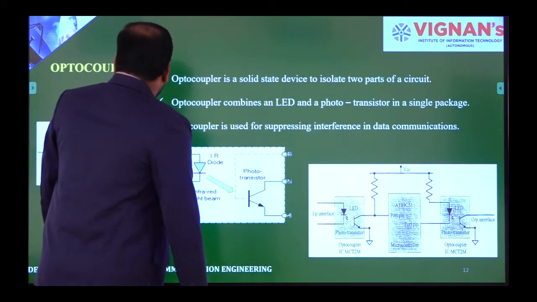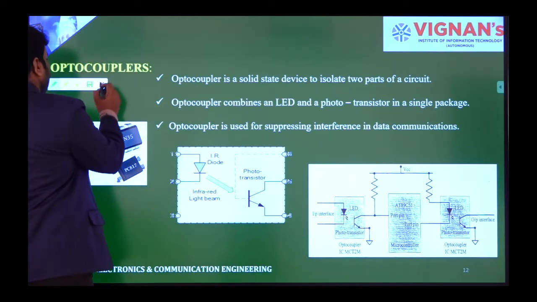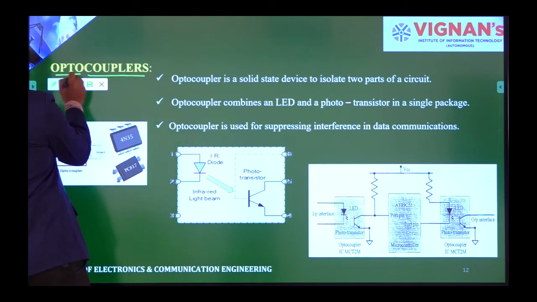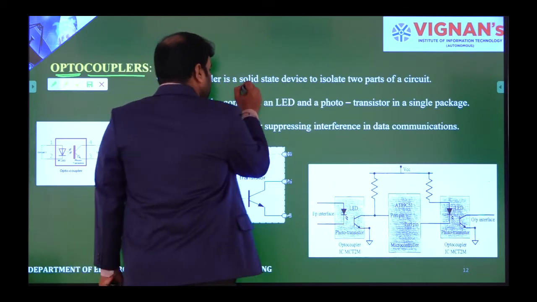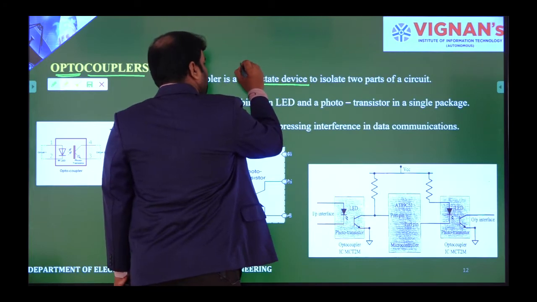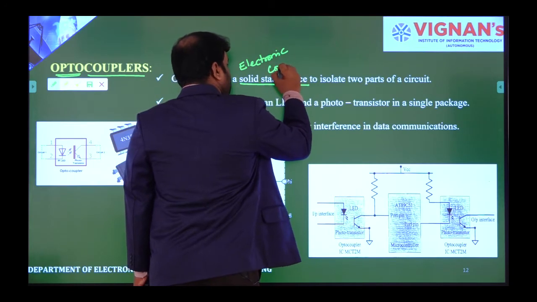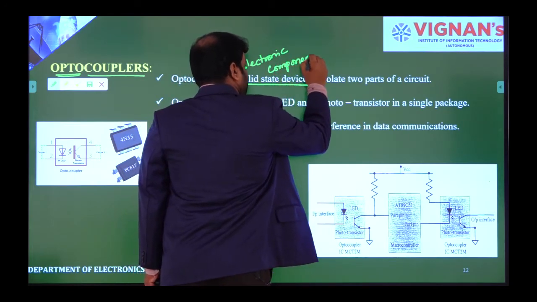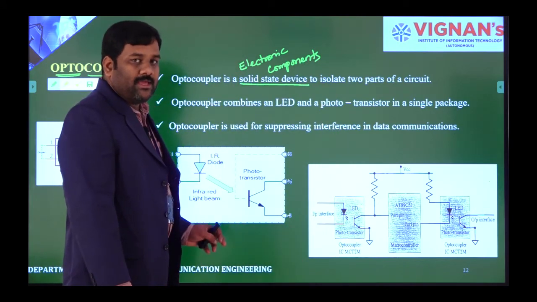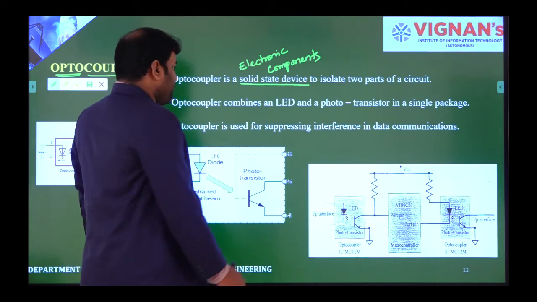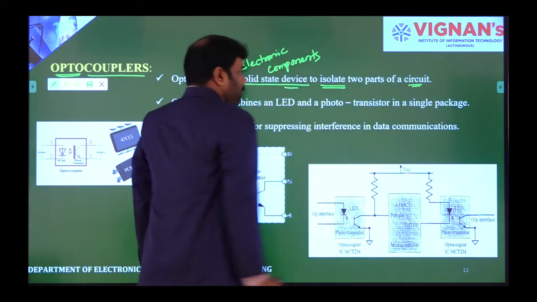And the next one is optocouplers. The name itself indicates it has a coupling circuit which uses optical circuits. Usually an optocoupler is a solid state device, built from simple electronic components, which is used to isolate two parts of a circuit.